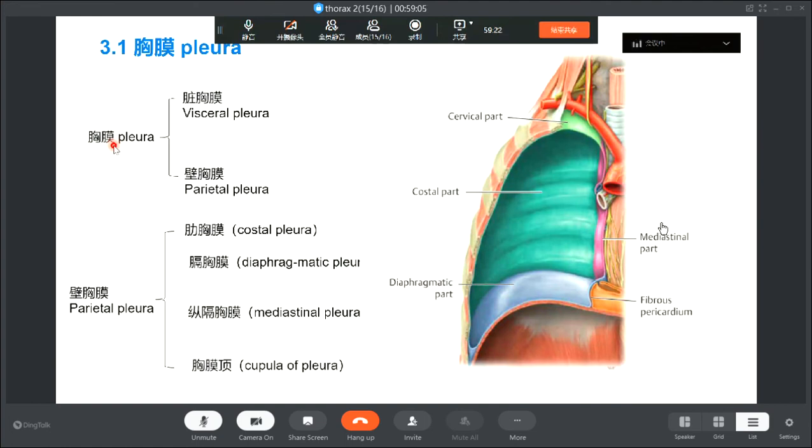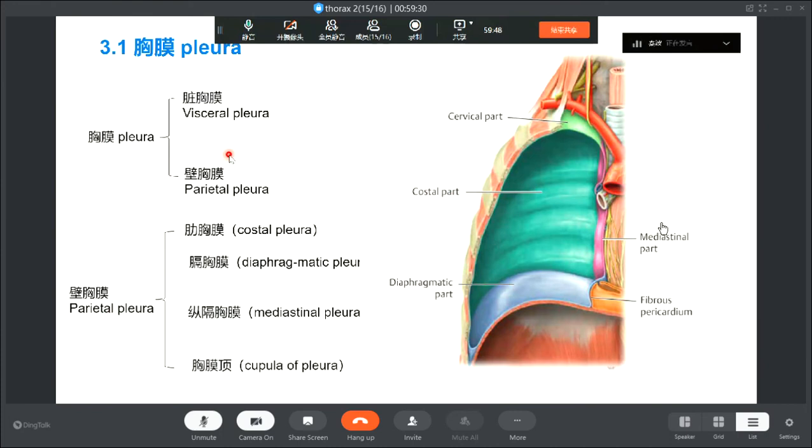So the pleura can be divided into the visceral pleura and the parietal pleura. These two parts can be divided into the pleura. So the parietal and the visceral pleura.